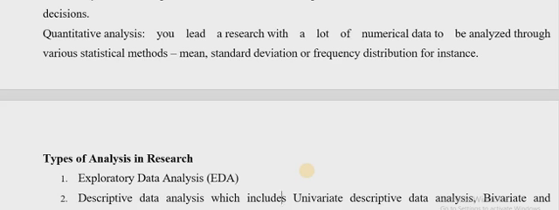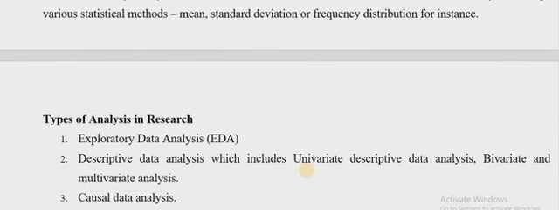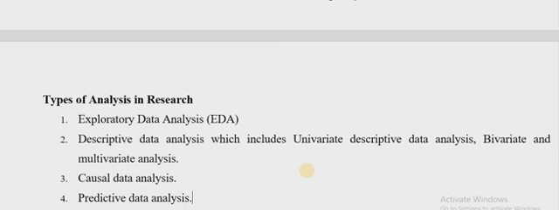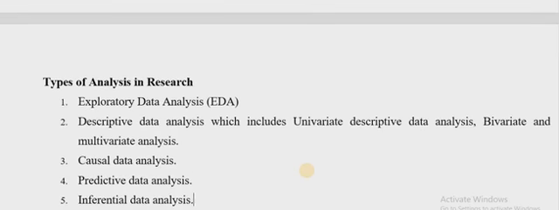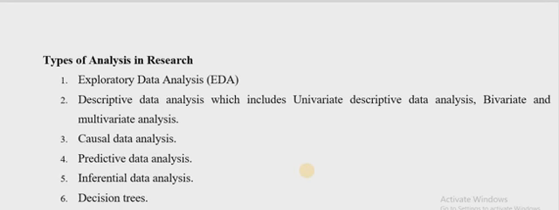The second one is descriptive data analysis, which includes univariate descriptive data analysis, bivariate and multivariate data analysis. The third one is causal data analysis. The next one is predictive data analysis, to predict what's going to happen with the present situation. The next one is inferential data analysis. The next one is decision tree, and this one is talking about probability.